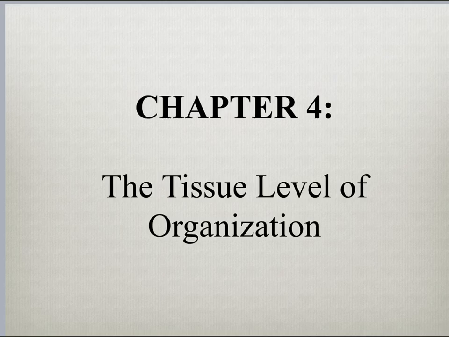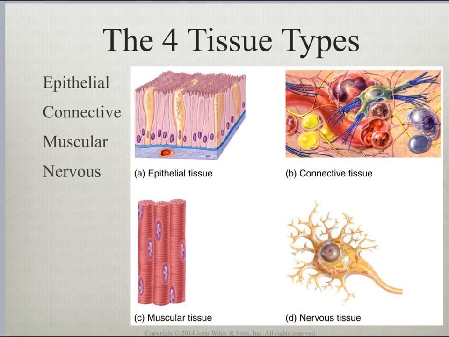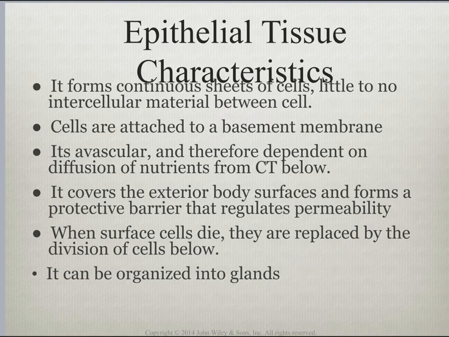Chapter 4, the tissue level of organization. There are 4 types of tissues that we're going to cover in this lecture. The first being epithelial, the second being connective, the third being muscular, and the fourth being nervous. The first tissue we're going to look at is epithelial tissue. So let's look at some characteristics of this tissue type.